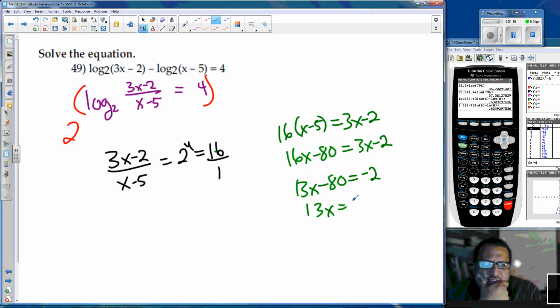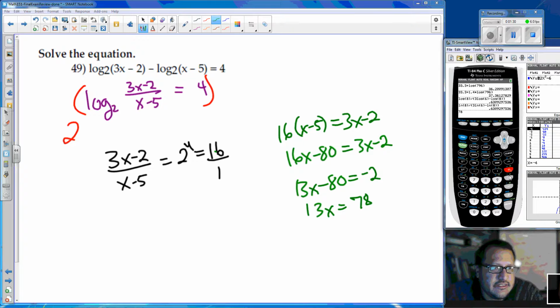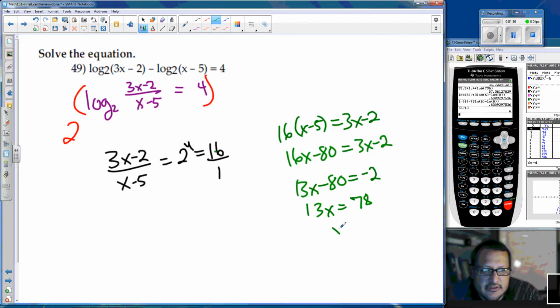So we have 13x. This comes over here and becomes 78. It's going to be a fraction. Maybe. I actually don't know off the top of my head, so 78 divided by 13. It's actually not a fraction, it's 6. So x equals 6 is our answer.